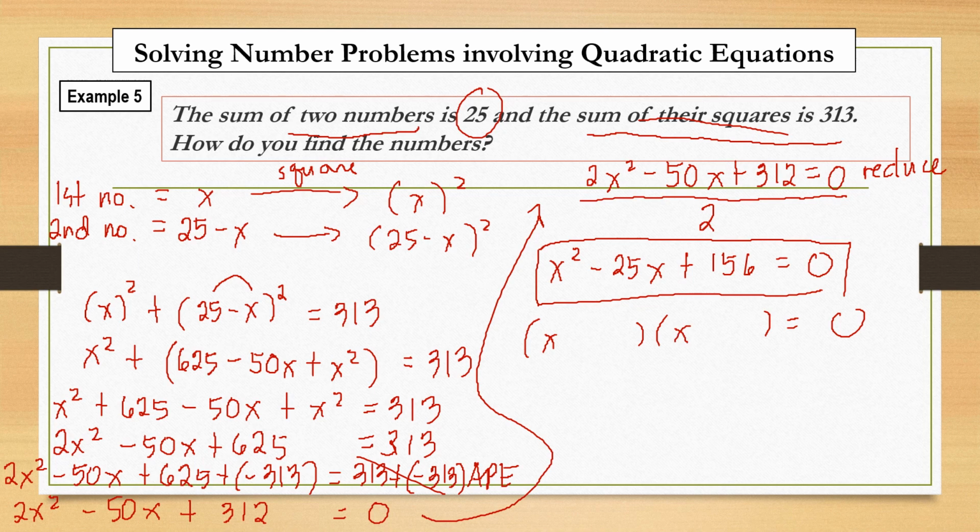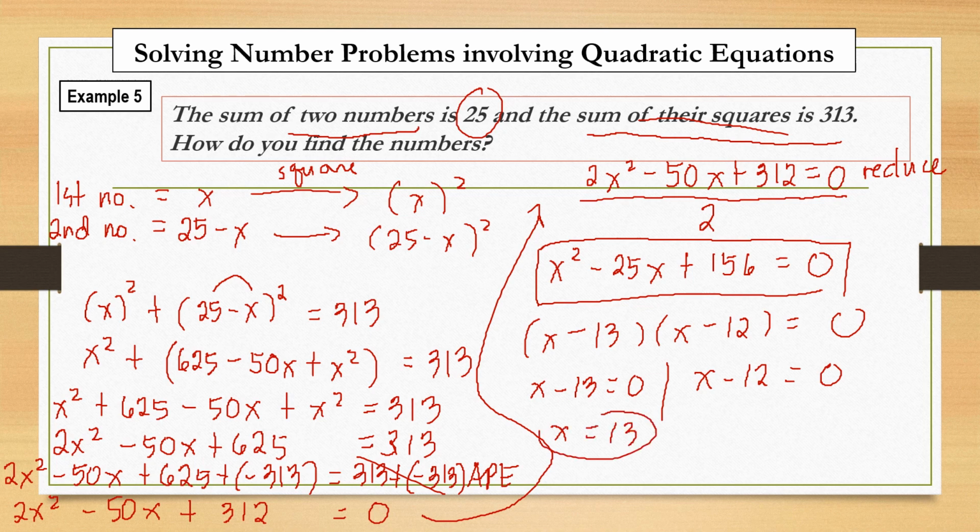What now are the factors of 156 that will give us negative 25 when added or subtracted? That would be negative 13 and negative 12, because negative 13 times negative 12 is positive 156, and negative 13 plus negative 12 is negative 25. Let us now apply the zero product property. X minus 13 is 0, x minus 12 is 0. X is equal to 13, x is equal to 12.